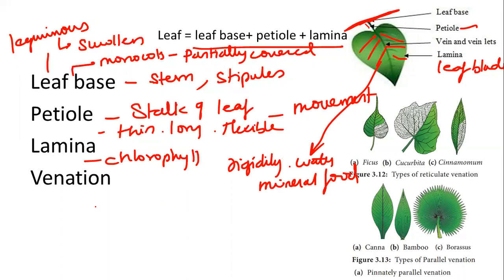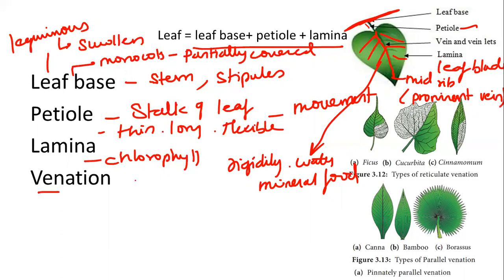The next one is venation. It will have one midrib, which is also known as the prominent vein. This part is called the midrib, also called the prominent vein.